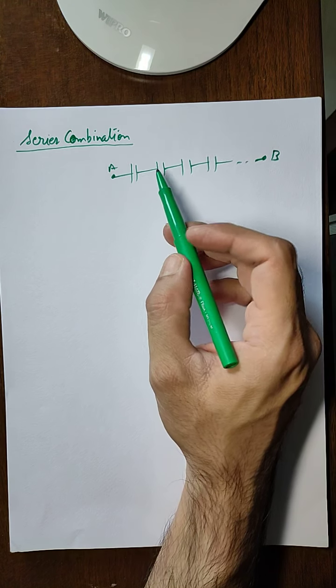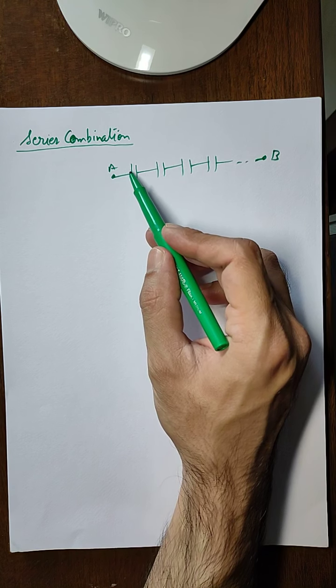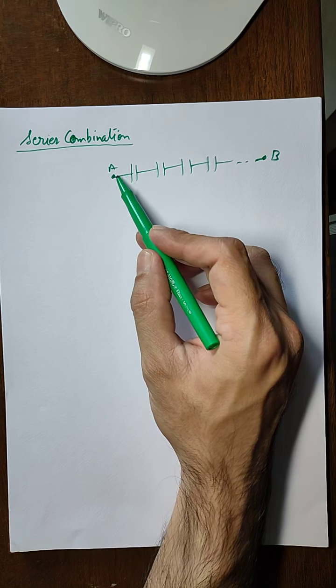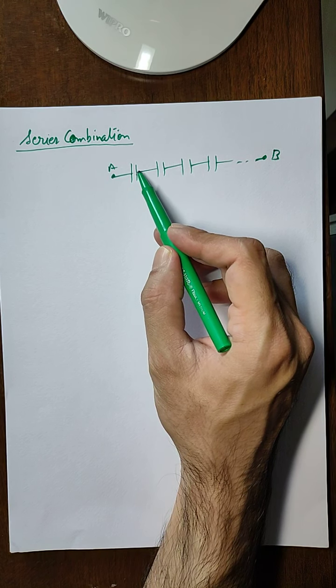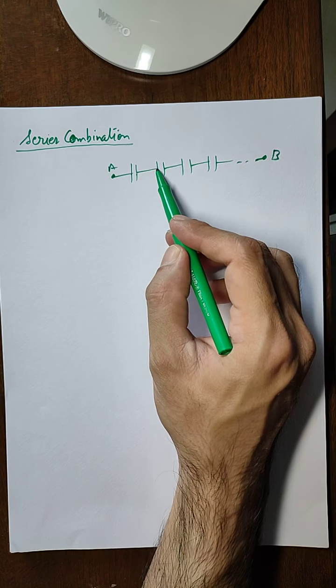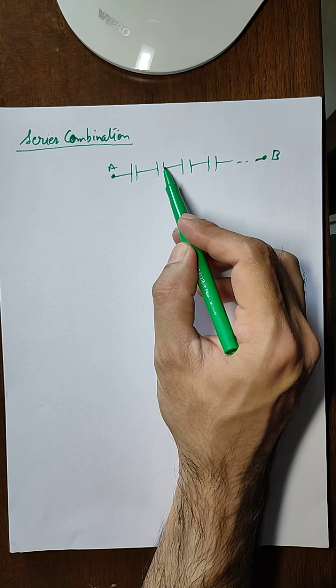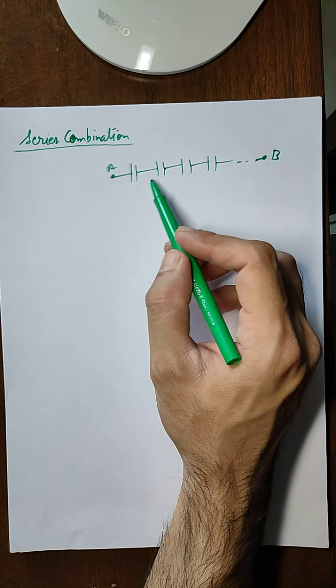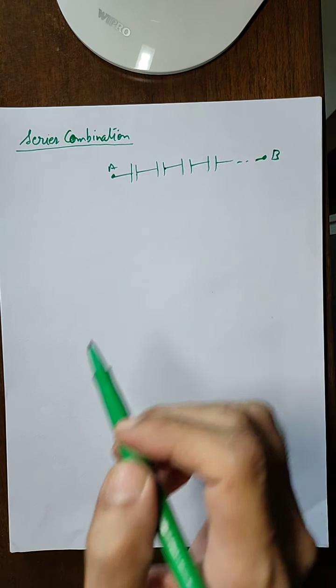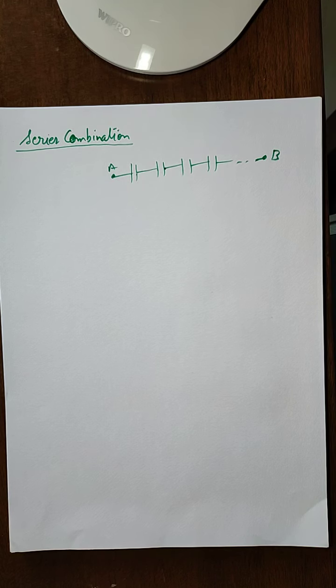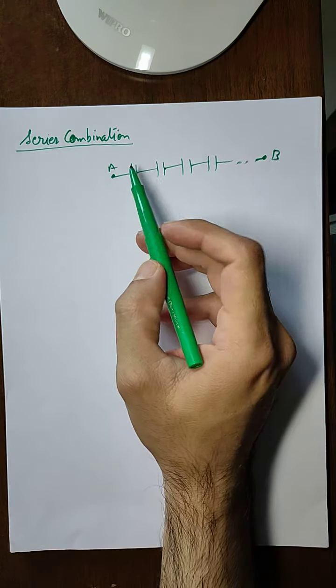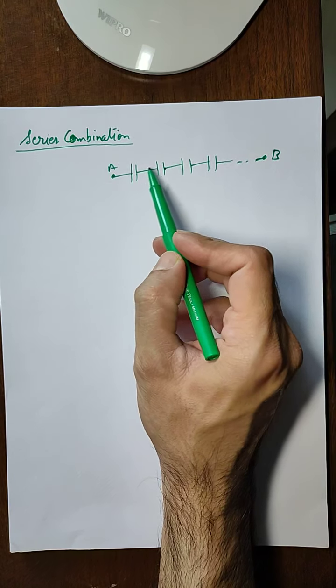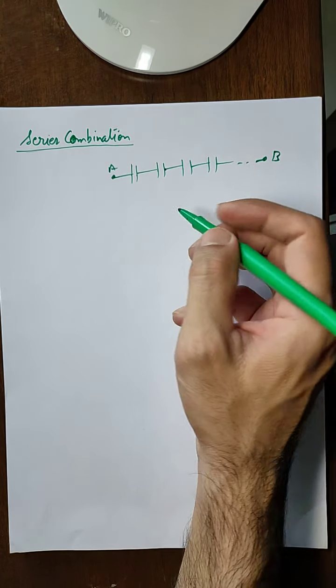Now here you can see that one of two things happens. Either one side of the capacitor is connected to the battery and the other side is connected to the next capacitor, or both sides of the same capacitor are connected to two different capacitors. So this series combination is different from the parallel combination. In a parallel combination, all the left plates are connected to the battery and all the right plates are connected to the other terminal of the battery. But here it is not so. The capacitors are connected one after the other, so they are called a series combination.